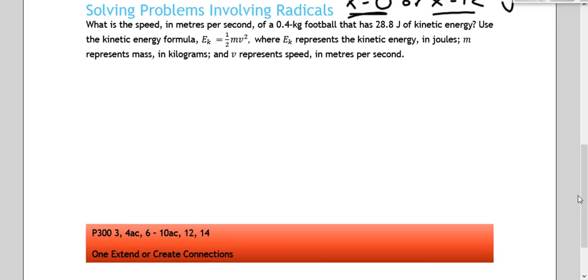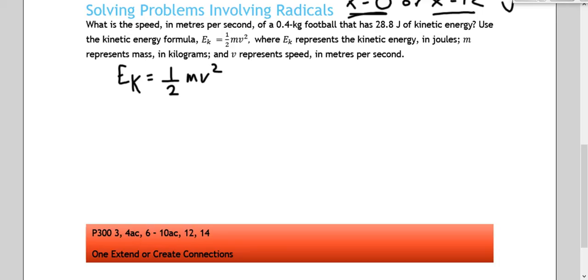Solving problems involving radicals is easy in a sense that you just have to make sure that you are using real life context to make sure that it works. And you can either solve for the variable first, or you can just plug in the value. In this case, with our formula, the kinetic energy is equal to 1/2 mass times velocity squared. I'm jumping back and forth between math and science.